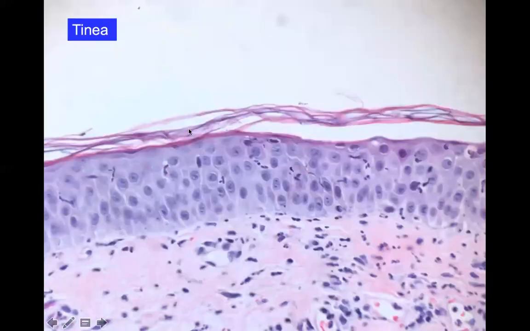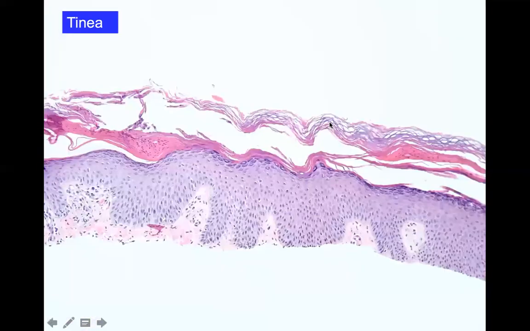This is as opposed to this. This is what a dermatophyte looks like. It looks invisible. You can only see maybe a little hole here, or you can trace little absences in the cornified layer where you might suspect there's a hypha, but it's much more difficult to see.